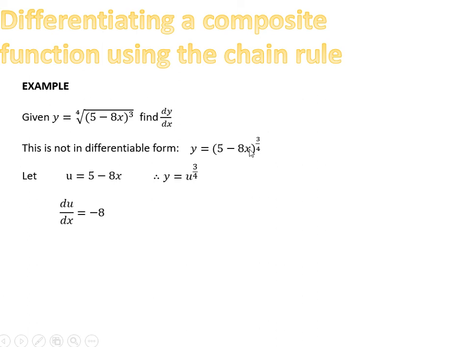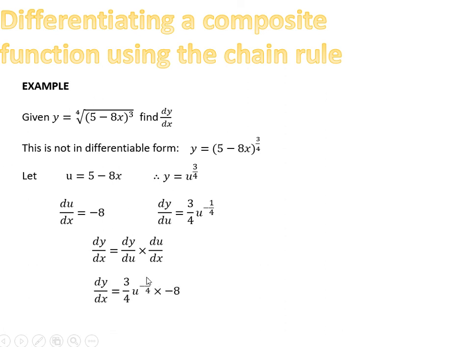Okay, we're going to differentiate each one individually. So du by dx is minus 8. So 5 just disappears, it becomes 0 minus 8, or just minus 8. This one would be 3/4 u to the minus 1/4. Okay, so then obviously our overall derivative is these two multiplied together. You might want to simplify this first, but it's 3/4 of u to the power of minus 1/4 times by minus 8, which is minus 24. So the minus 8 is times by the 3. So that gives us minus 24 over 4.